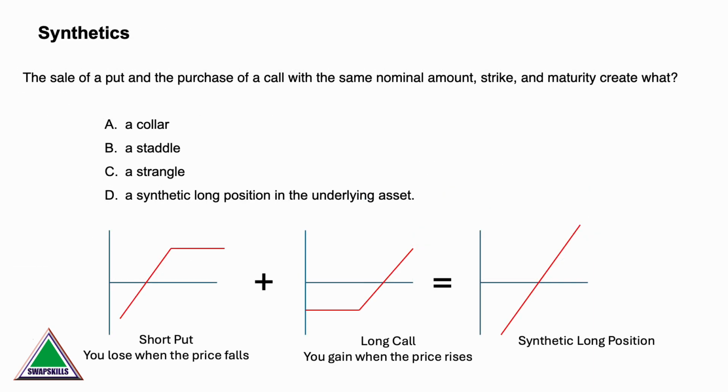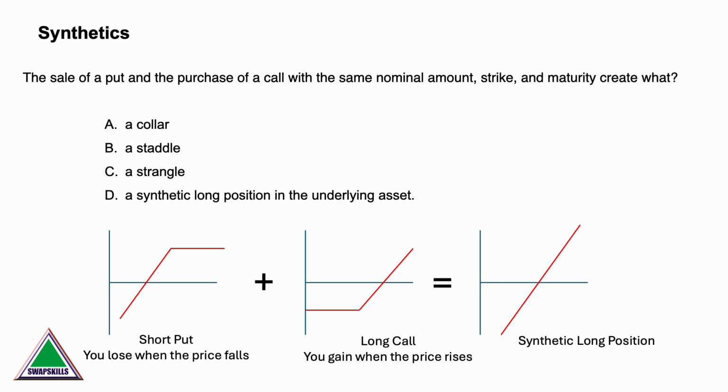Synthetics. Now, synthetics is one of those words in financial markets that makes it sound more difficult than it really is. Now, have a look at this. The sale of a put and the purchase of a call with the same nominal amount, strike and maturity create what? Is it a collar, a straddle, a strangle, or a synthetic long position in the underlying asset?